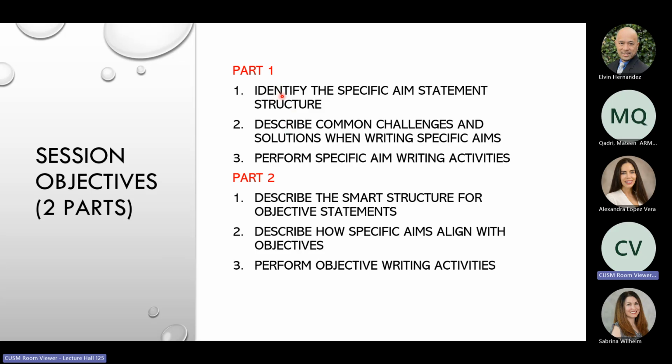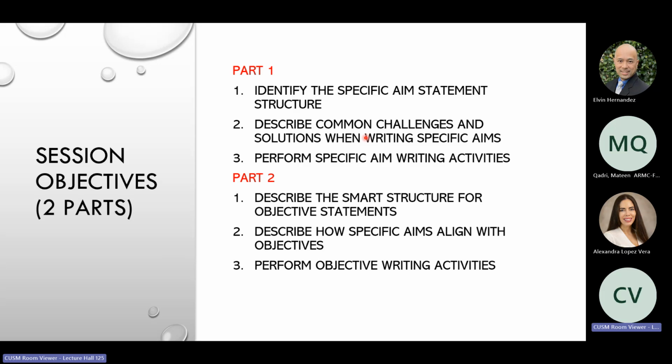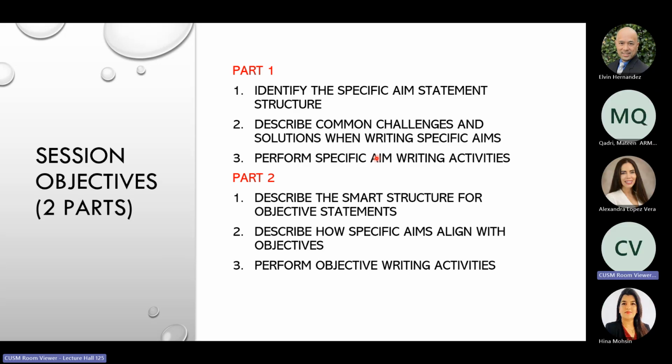So you'll notice here that there are several learning objectives for today's workshop structure. It'll be divided into two parts. We'll look at specific aims in terms of its structure. We'll also describe some common challenges and solutions to those challenges of writing specific aims. And then we'll perform some specific activities and get a little bit of practice of specific aim writing. If you have specific aims, or those statements that you're working on, please list them in the chat. If you have questions about those items, please list them in the chat.